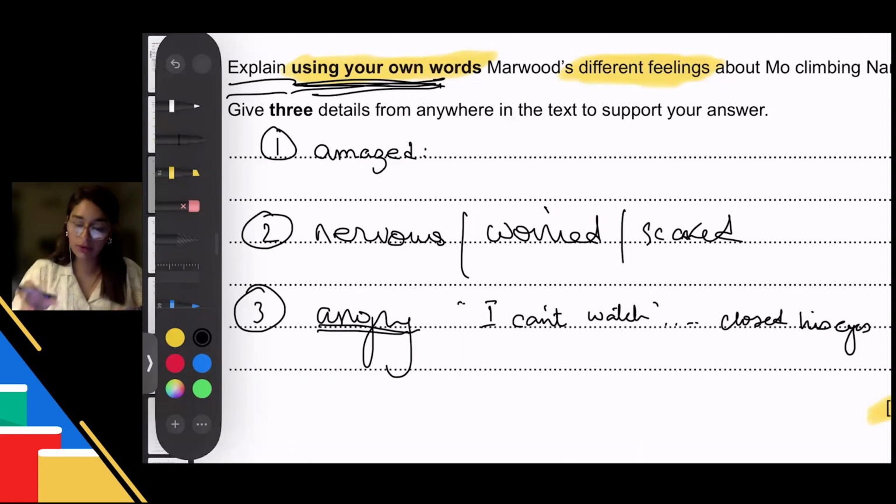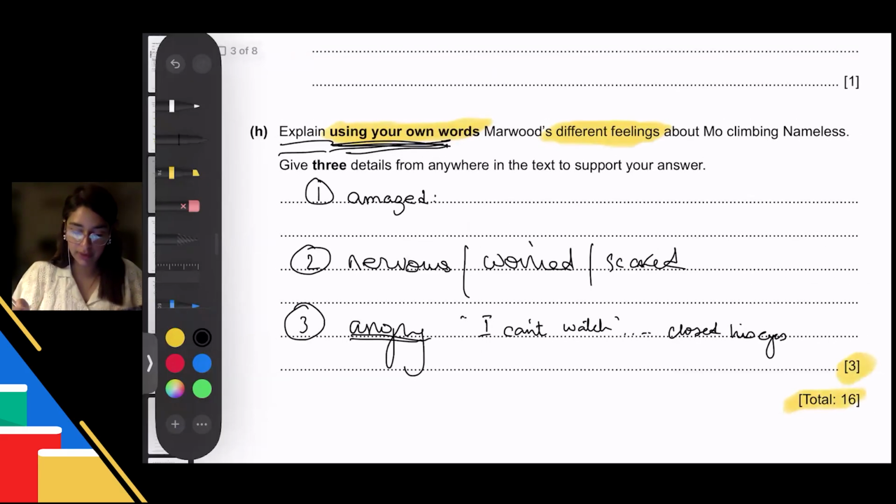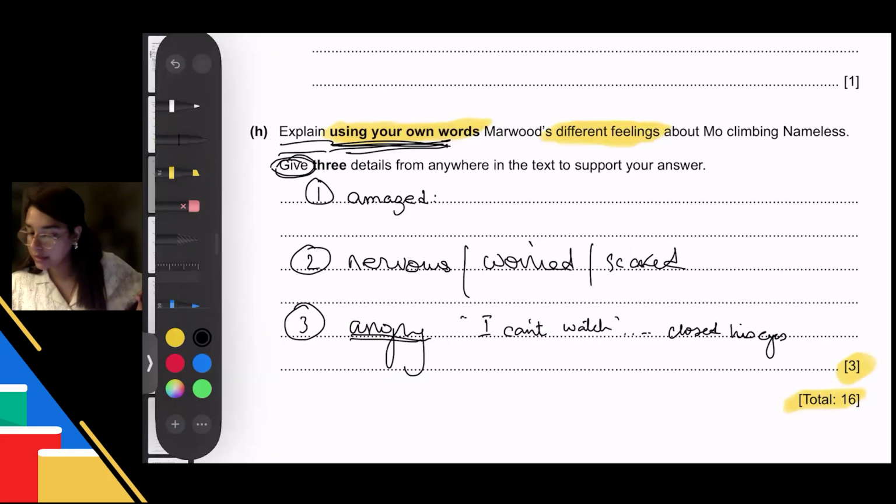To get both marks, what you're basically going to do is have one word to highlight that feeling, and then you give that detail from the text. Since it's a give question, the command word give basically implies that you produce an answer from the text, lift it out. So you pick out one line and the feelings you associate with that from Marwood. In your own words, you explain that. Does that make sense now? Yes.